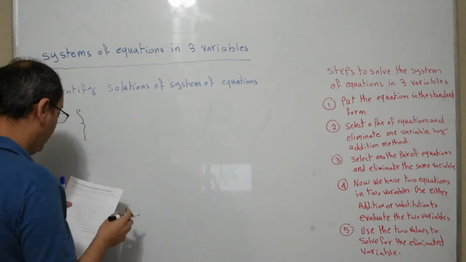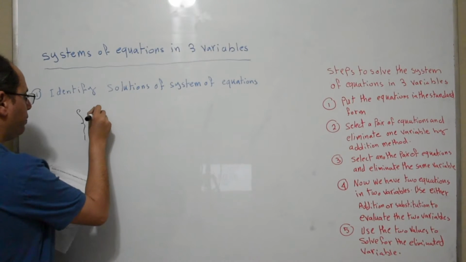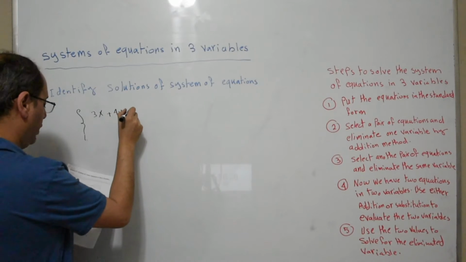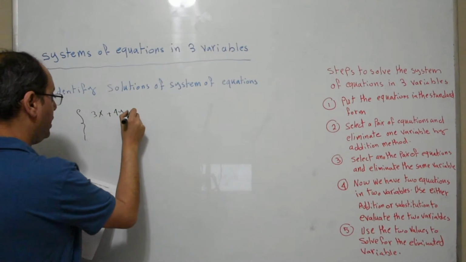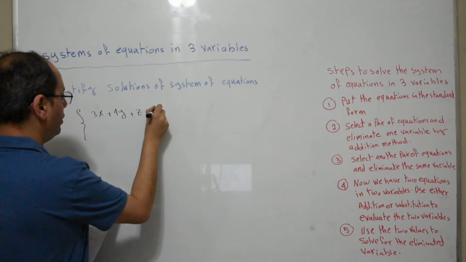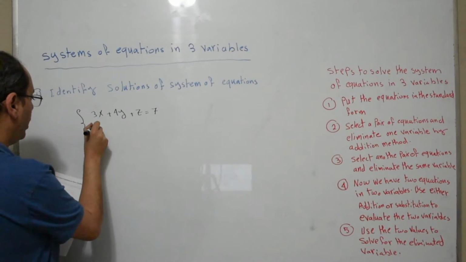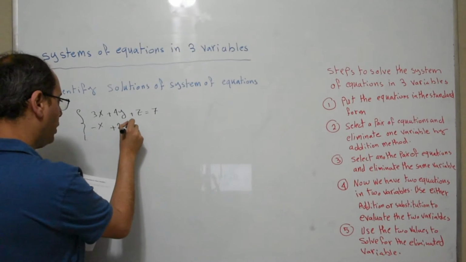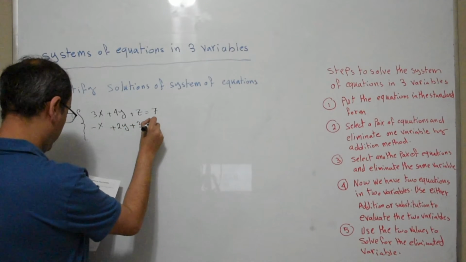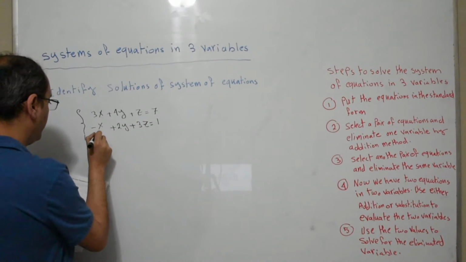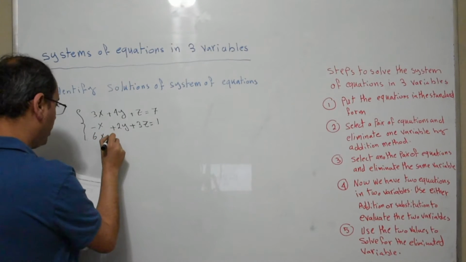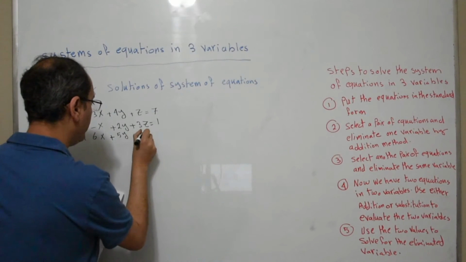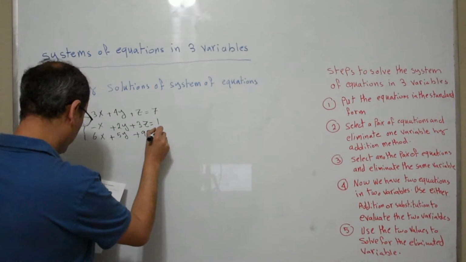So far, all right. So I have here 3x plus 4y plus z equals 7. Negative x plus 2y plus 3z equals 1. And 6x plus 5y plus 9z equals negative 9.